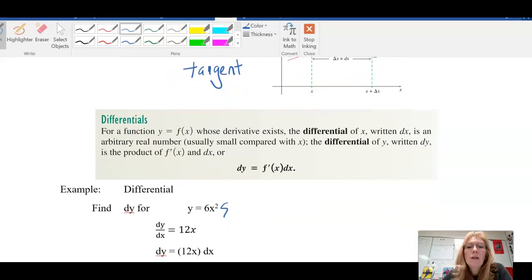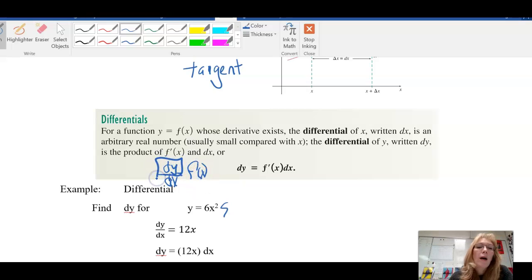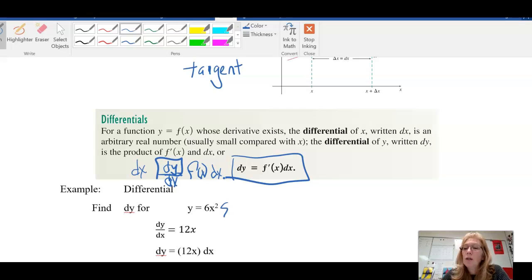Now what we're doing here is a differential. So we've got dy over dx equals your derivative. I want to find just the change in y. If I know how x changes, how do I know how y changes? So we multiply both sides by the change in x, and we get this, which is the differential. How is y changing if I know how x is changing?